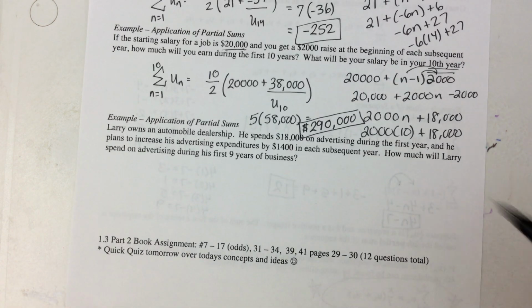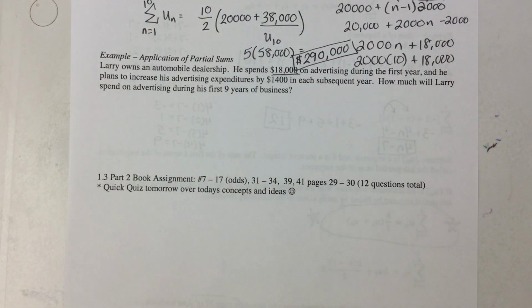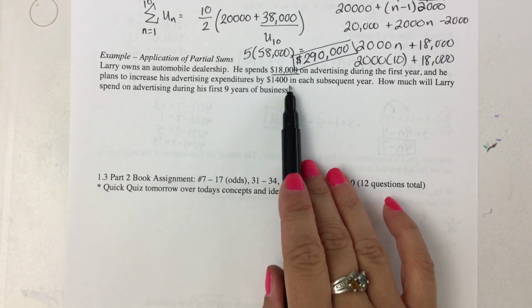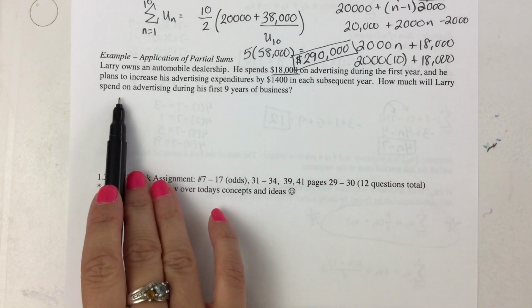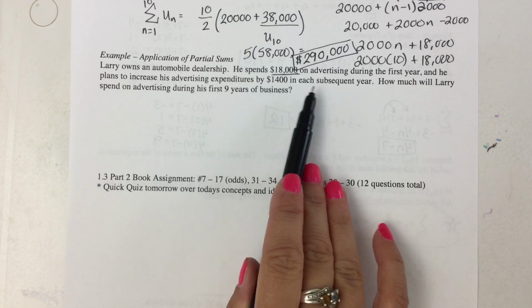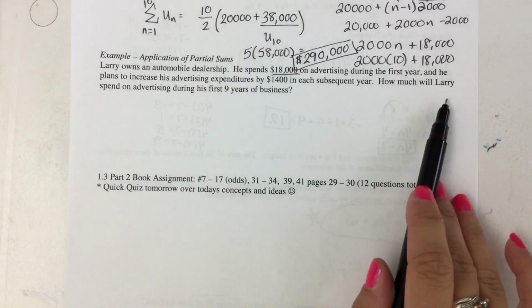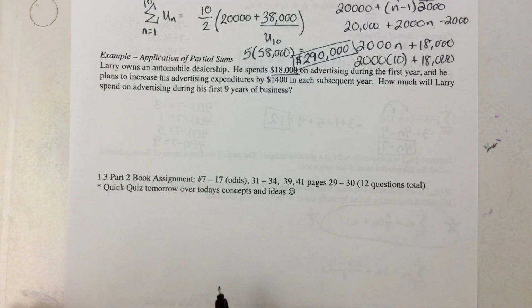So cool. Okay, so this was a fun one where you're making money. Let's say you're a business owner and you want to figure out how much you're spending on something like maybe, in this case, advertising. It says Larry owns an automobile dealership. He spends $18,000 on advertising during the first year. That's a lot. That's like billboards and radio ads and TV commercials and all of those things. He wants to increase his advertising expenses. He wants to spend another $1,400 every year. He wants to make sure everybody knows about his automobile dealership. How much will Larry spend on advertising in his first 9 years of business?